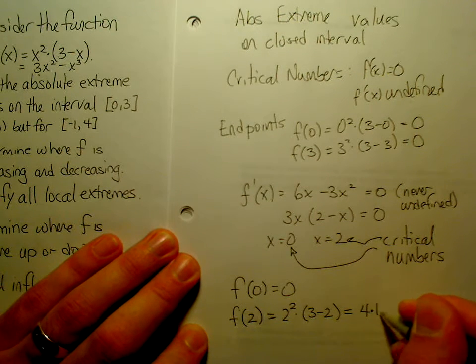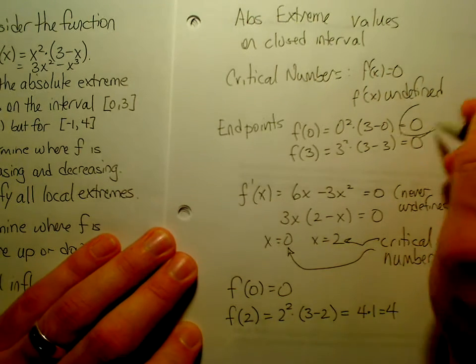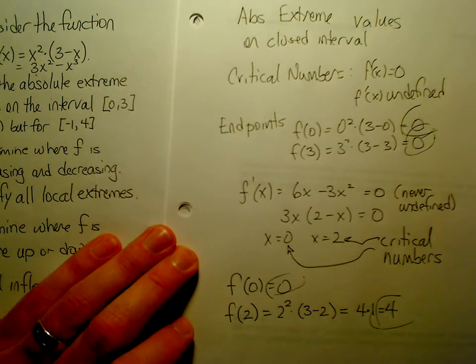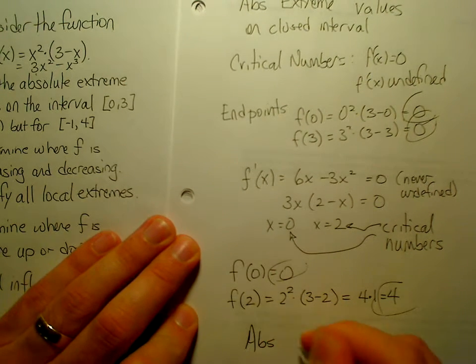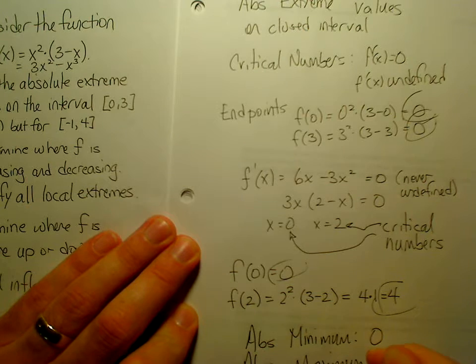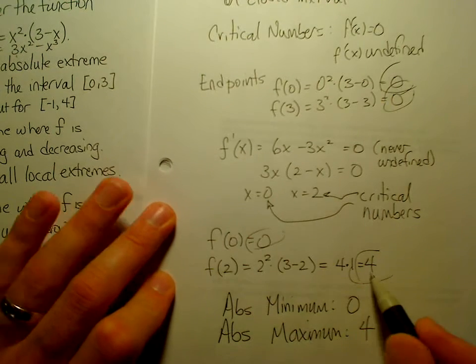That's 4 times 1. That's 4. And so what we're looking to compare is 0, 0, 0, and 4. Which one's biggest, which one's smallest? Not too hard to figure out. Absolute minimum is 0, and the absolute maximum is 4. Remember, it's the y values.